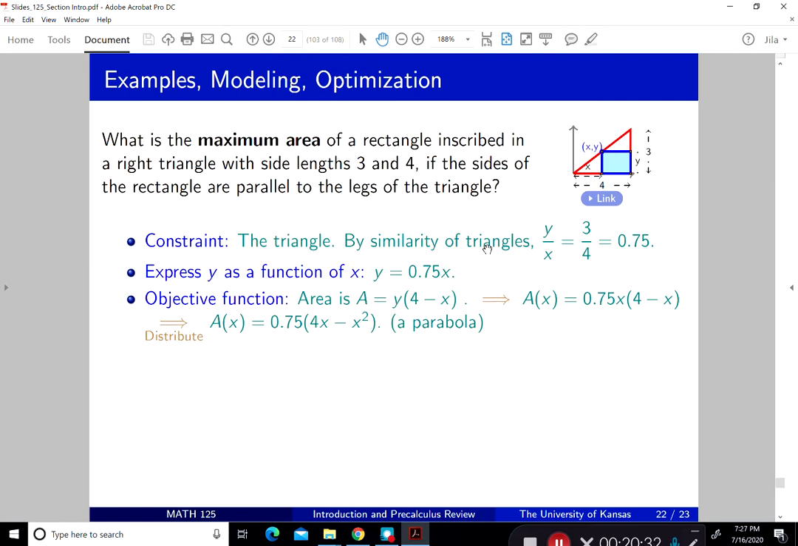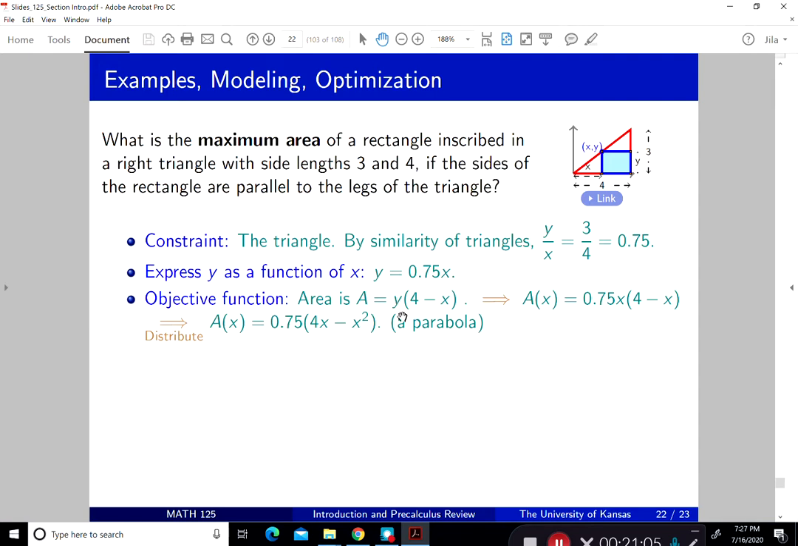Now, A is y times 4 minus x. And so you write it like that. Again, two variables input, not good. So what you want to do is write A as a function of x. Again, this is not A times x. It's A as a function of x. And so you replace y by the function that you found from the constraint, and you get 0.75x times 4 minus x.